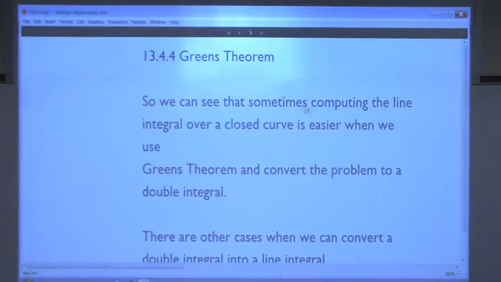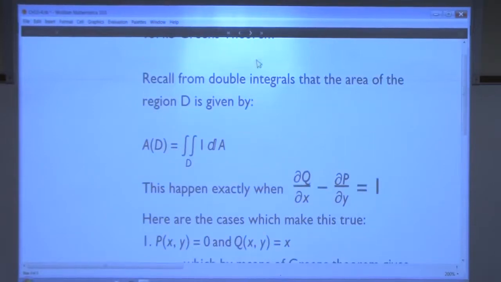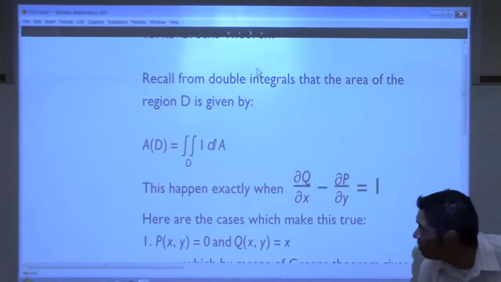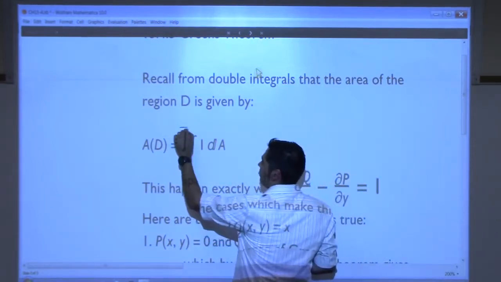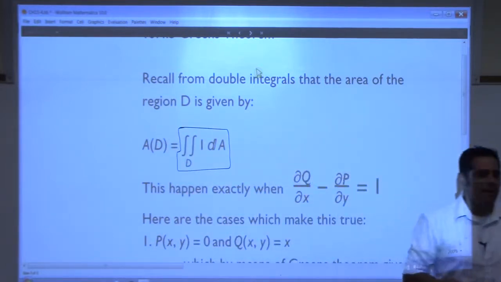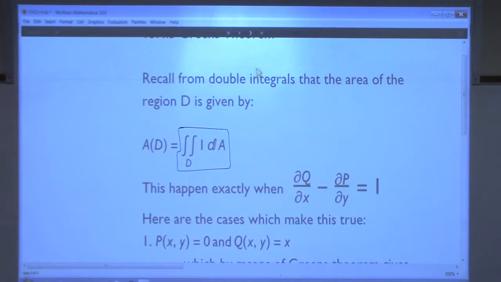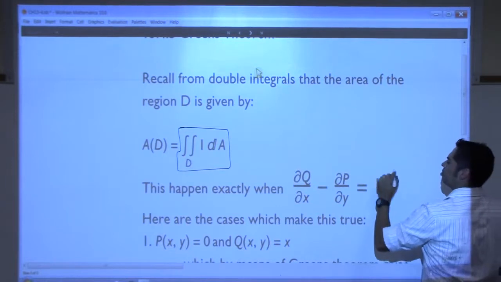So we can see sometimes computing a line integral over a closed curve is easier when we use Green's theorem to convert the problem to a double integral. There are other cases where we can convert the double integral into a line integral. So this is important, all right? I want you to all pay attention to what's going on here. So it's kind of tricky, all right? Do you remember that, I hope you remember because I've talked about it twice in the last 10, 15 minutes. The double integral over D of 1 dA is the area of D, right? That's what that is.